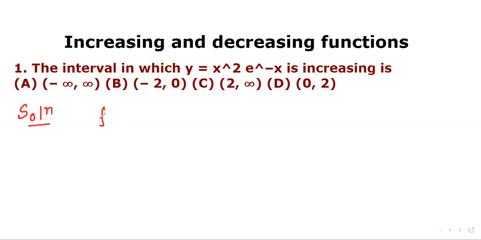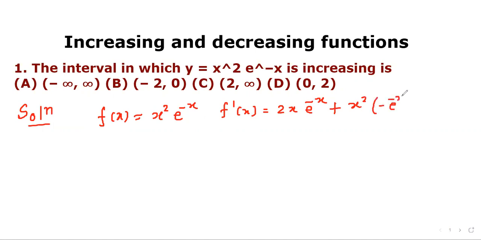We write f(x) equal to x square e to the power minus x. Then we find f dash x. Here we can apply product rule. 2x e power minus x plus x square and minus e power minus x. We can take common x e power minus x. Then 2 minus x will be left inside.